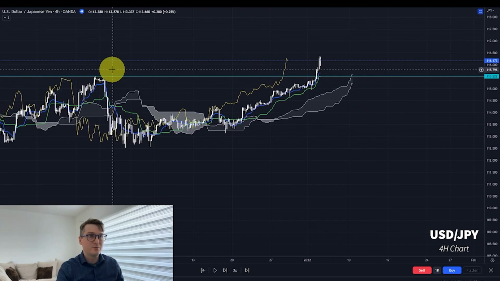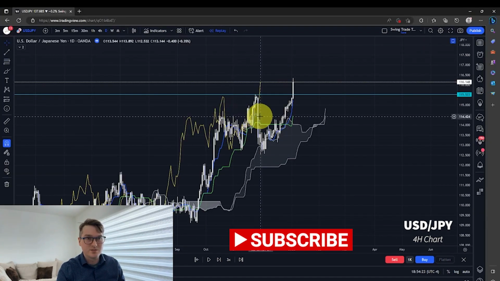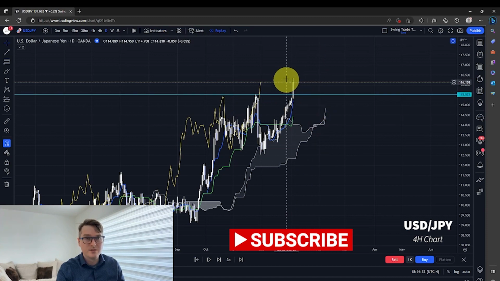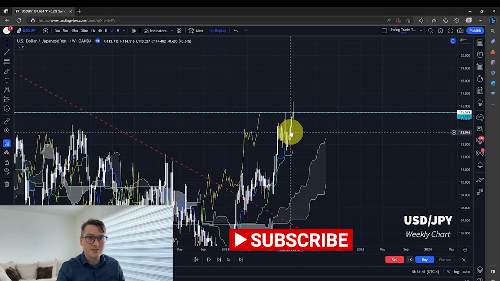Now, let's go back and check the daily time frame. Let's see what it looks like. Guys, look, this is all that crazy consolidation and ranging market that we had. And now on the daily time frame, we have a very skinny cloud here, so we can't trust this yet. And let's take a look at the weekly. Okay, on the weekly, this is looking great.